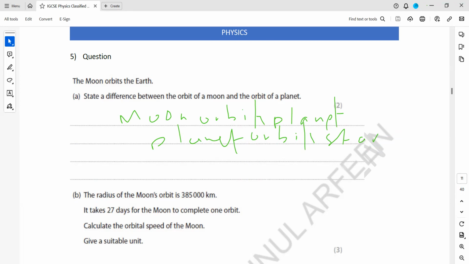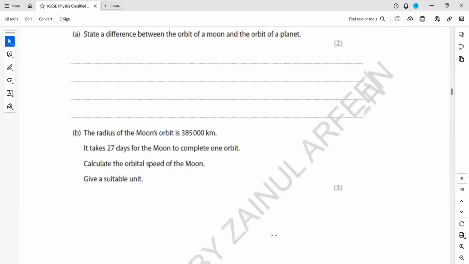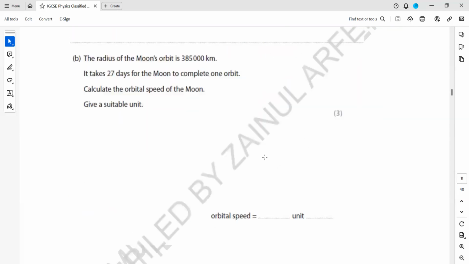You can also refer to the moon's orbit. The orbital length is shorter for the moon as compared to that of a planet. That's right, you can mention that. The radius of the moon's orbit is 385,000 kilometers and it takes 27 days to complete one orbit.